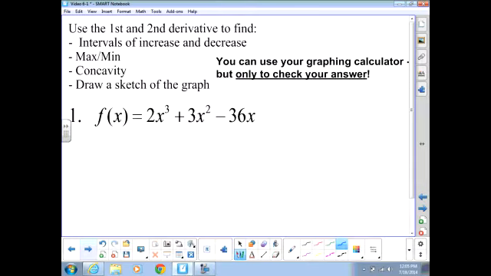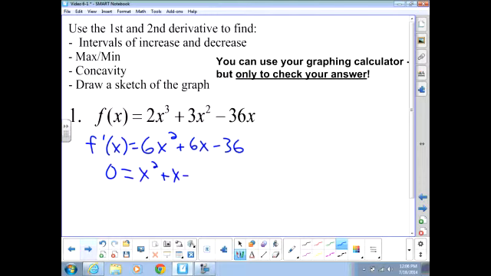So we'll take our first derivative. We're going to do the same as what we did on the last one, which will give us 6x squared plus 6x minus 36. We'll set our derivative equal to 0. You can divide everything by 6, and we'll get x squared plus x minus 6. And that'll factor into (x plus 3)(x minus 2). When you set those equal to 0, we'll get -3 and +2.